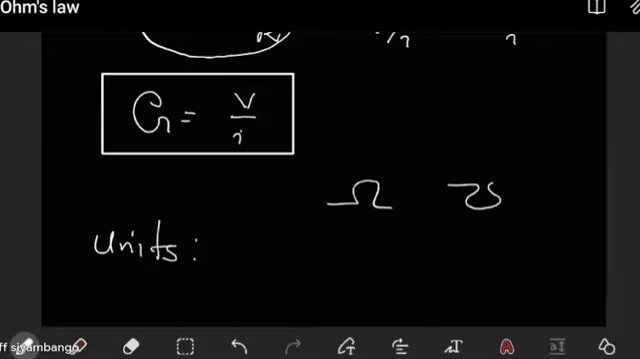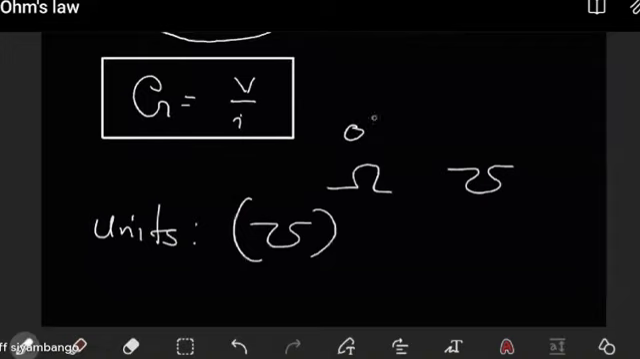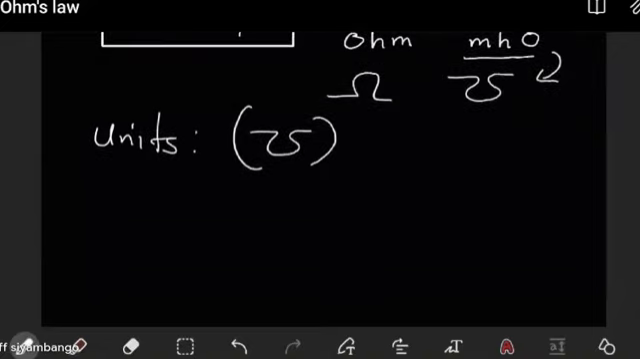Now, in terms of naming, remember, resistance has the ohm like this. Conductance will have the ohm backwards. So it should be M first, H, then O. So this is to mean this. So that is the unit for conductance. Another unit for conductance that you will find commonly being used is the Siemens. So another unit that can be used for conductance is this.